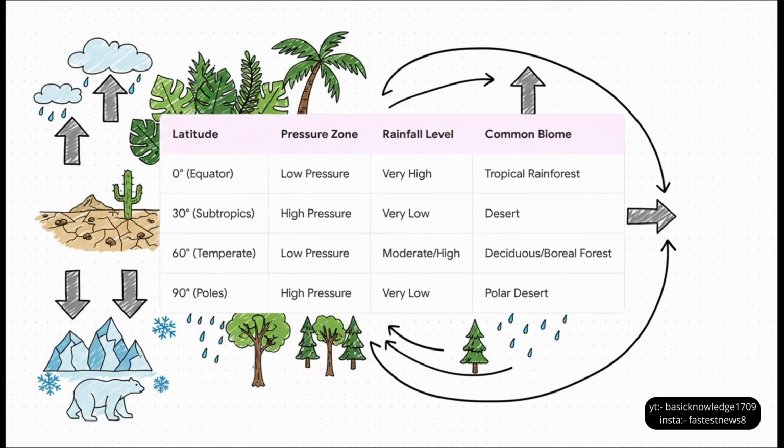The entire pattern is right here. At 0 degrees, rising air creates low pressure and rainforests. At 30 degrees, sinking air creates high pressure and deserts. Up at 60 degrees, colliding air is forced to rise, creating another wet zone. And finally, at 90 degrees, that cold, sinking air creates the high-pressure polar deserts. It's just a perfect repeating pattern.